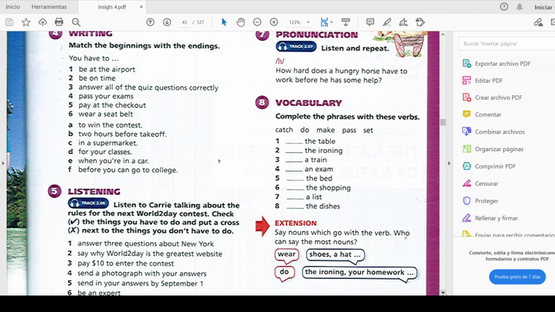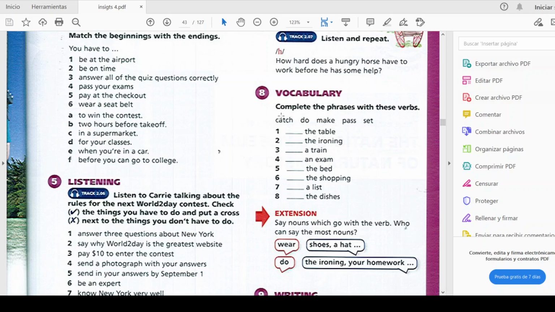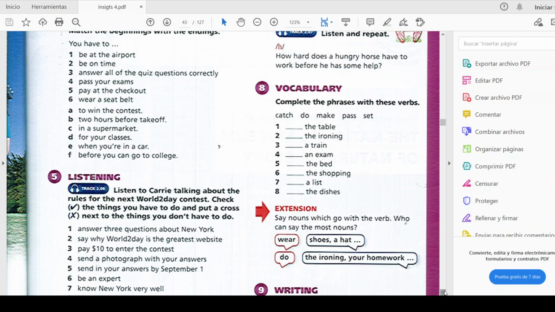Then we have exercise 8. This is vocabulary. You have to complete the phrases with these verbs: catch, do, make, pass, and set. So you are going to complete these phrases with those verbs. Basically, that's what you are going to do.